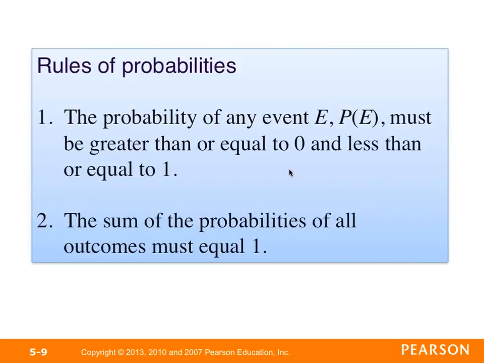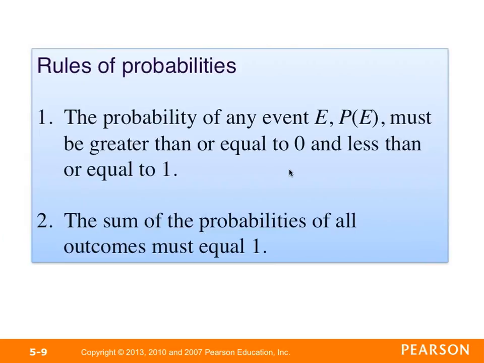Okay, there are some rules for probability, and they are the following. The probability of any event E, P(E), must be greater than or equal to 0 and less than or equal to 1. And the other thing that has to happen is that if you have multiple different outcomes, the sum of all of the probabilities of all of the outcomes has to equal 1. So the sum of all of them has to equal 1.